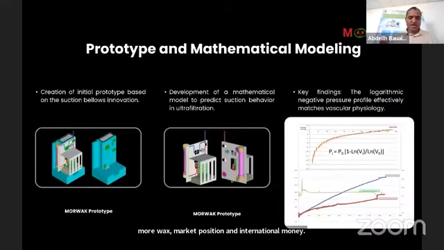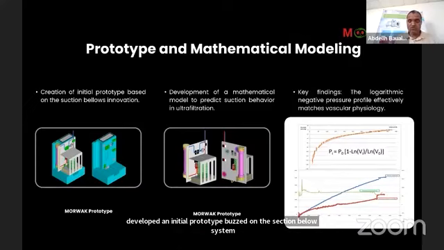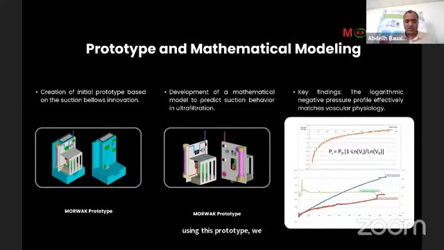We developed an initial prototype based on the suction bellows system. Using this prototype, we built a mathematical model to accurately describe how suction behaves during ultrafiltration. This model revealed that the bellows pressure profile is ideal for adapting to vascular physiology.